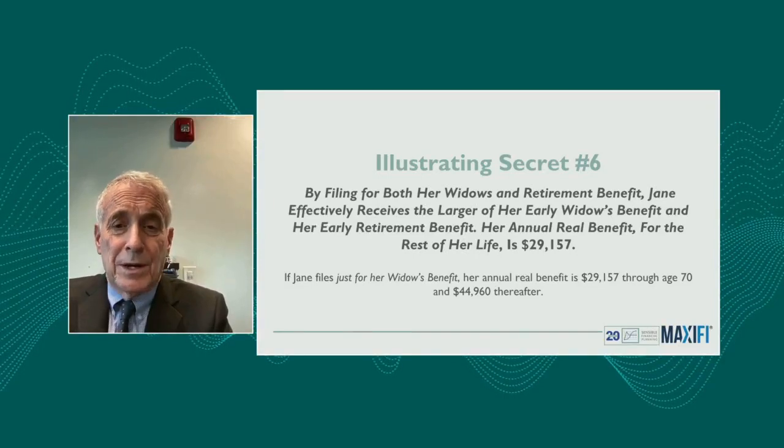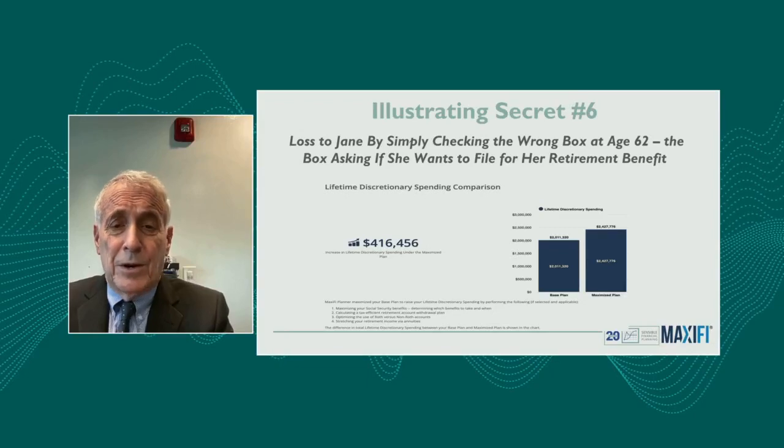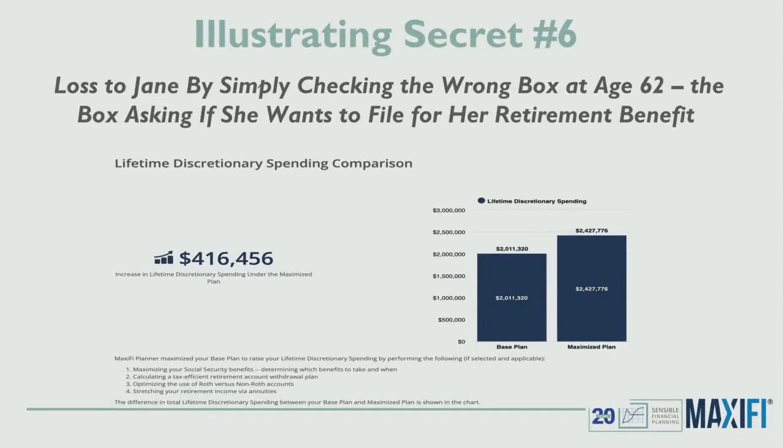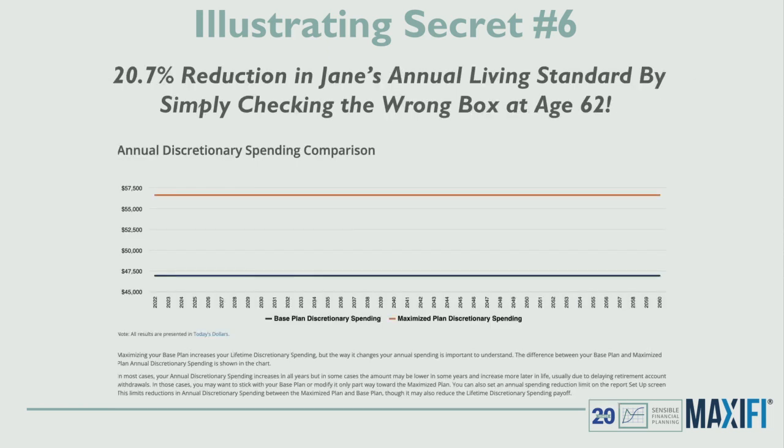Now, if you go to the next slide here, Tim, there's a huge amount of money on the table. It's $416,000. So just not checking that box means you get $416,000 more. And if you do check that box, or if somebody checks it for you without your knowledge, you're losing almost $500,000. In this particular example, that's the difference between a 20% higher living standard from age 62 on for the rest of her life than not. So it's a huge amount of money measured in terms of living standard. Let me have Rick take us through secret number 7.